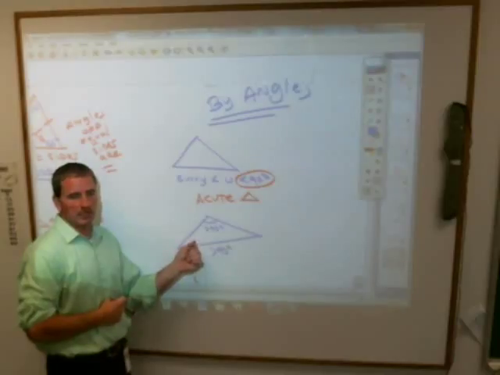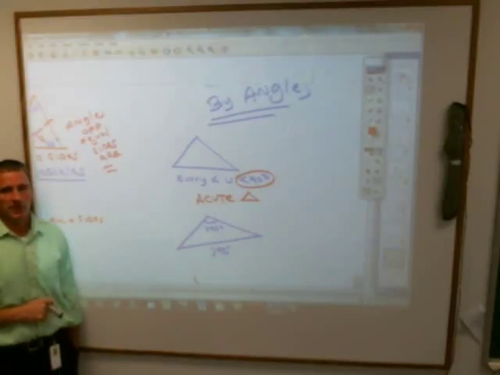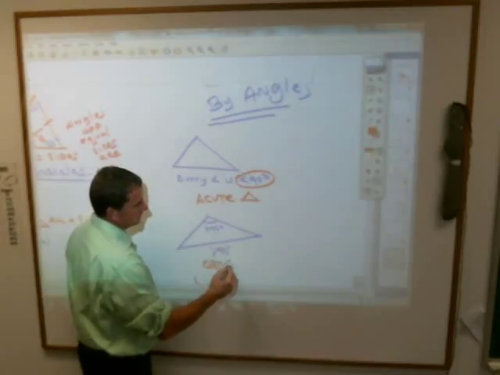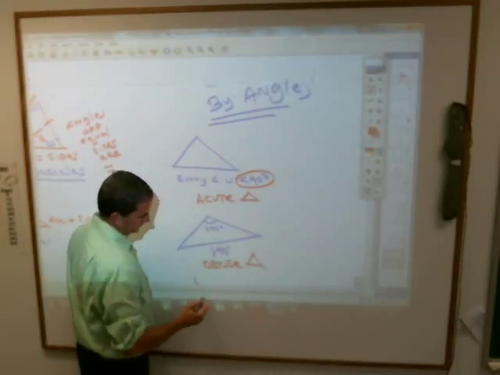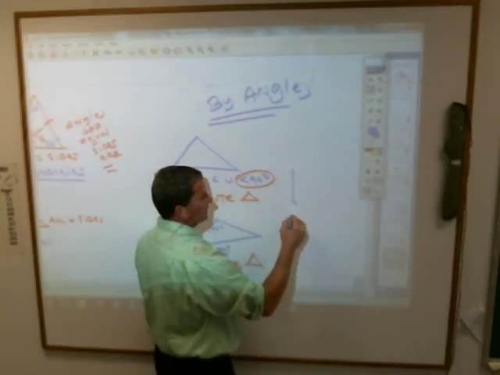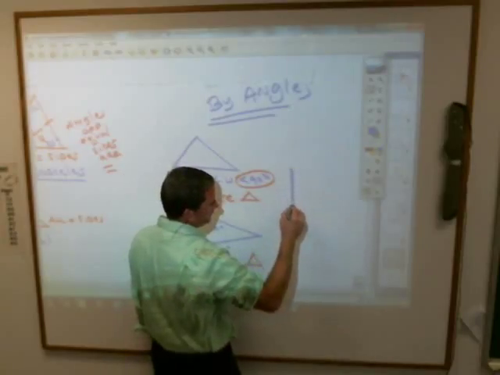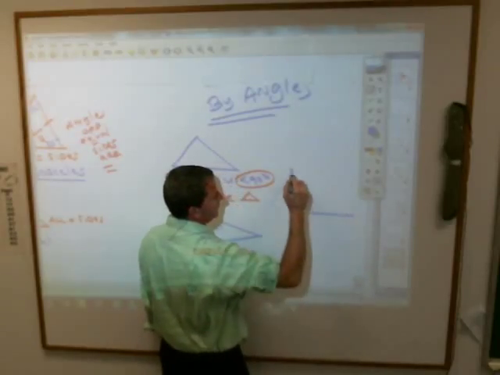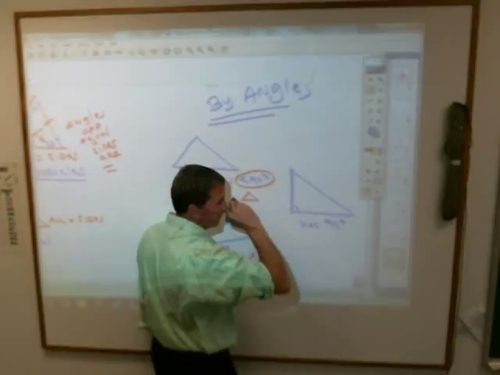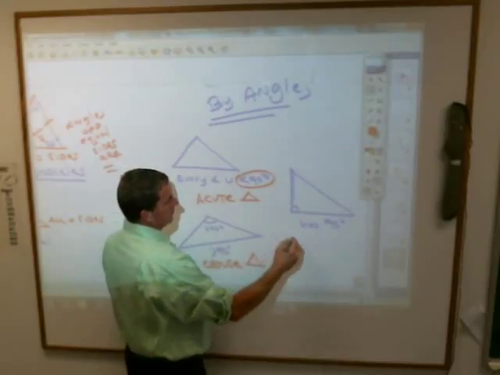What is this one called then? If it has one obtuse angle in it, I know this is going to be earth-shattering. It's a, or an, Grace? It's an obtuse triangle. And the last by angles is a triangle that has a 90-degree angle in it. And that one, very simply, is a right triangle.